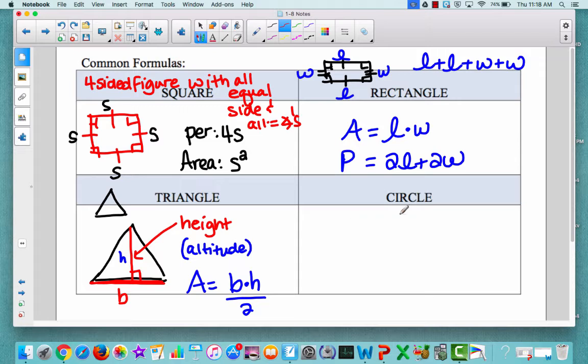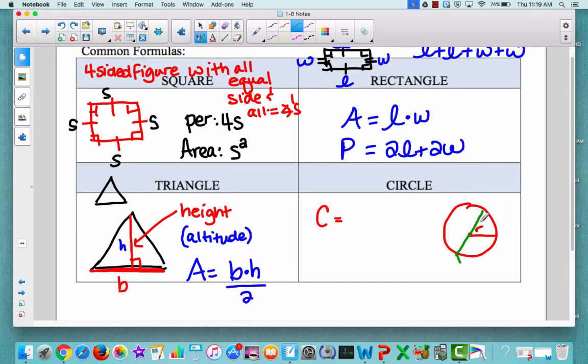All right, a circle. First of all, in a circle, we need to remember that we have a line that comes from the center of the circle to the side of the circle. That's called the radius. We also have a line that goes through the whole circle, also going through the center, but it's the whole length. So it's like 2 radiuses. We call that the diameter, and we use D for that.